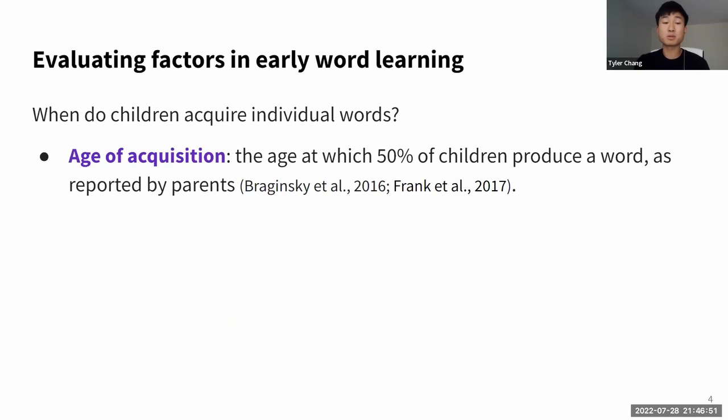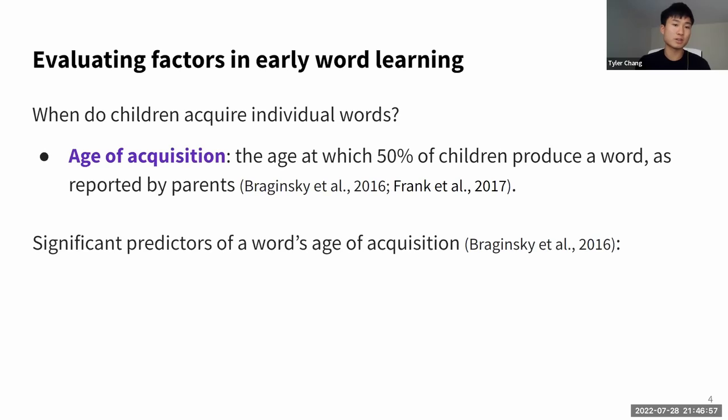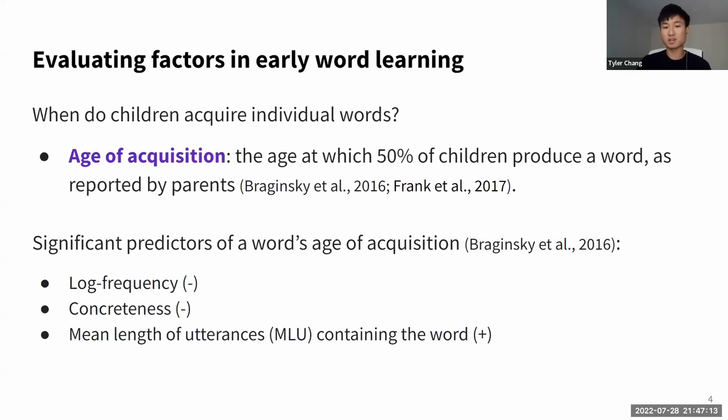Then a common approach is to evaluate which factors affect or correlate with the words' ages of acquisition. Some significant predictors from previous work include log frequency, so more frequent words tend to be acquired earlier. More concrete words tend to be acquired earlier. Words that appear in longer utterances tend to be acquired later. And different lexical classes like nouns, verbs, and adjectives tend to have different mean ages of acquisition.